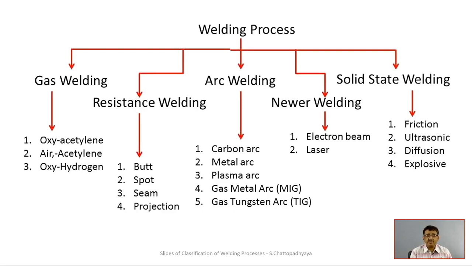A very popular one, invented by Thomas Wren, is friction stir welding, which now has a lot of applications in the welding industry. Then there is ultrasonic welding; all of these don't have to go through melting. Then diffusion welding, and last but not least explosive welding, a very new way of joining.